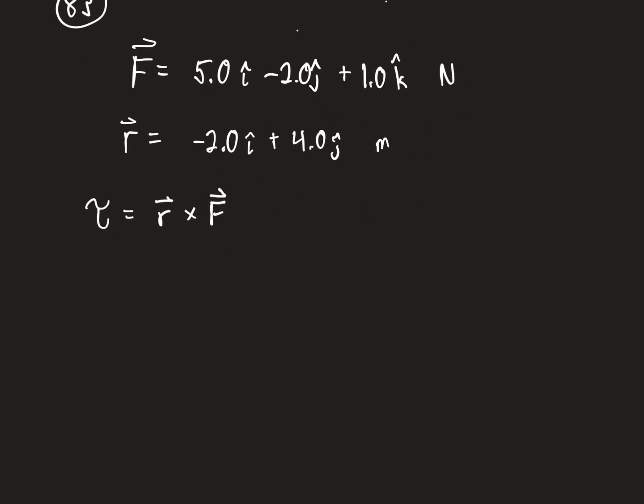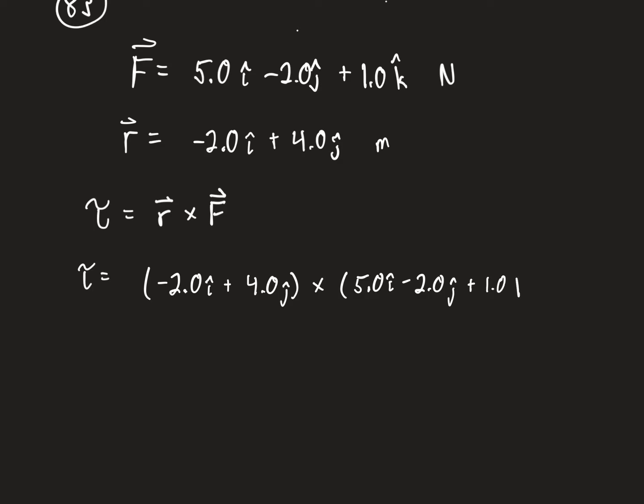So to do that, torque equals R. We write our R vector first, negative 2.0 in the I hat, plus 4.0 in the J hat. And we cross that into the force, which is 5.0 I hat minus 2.0 J hat plus 1.0 K hat. Everybody following so far? All I've done is take the equation for torque and plug in their values.